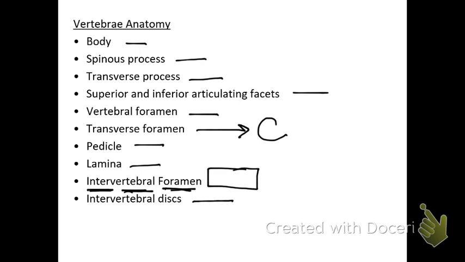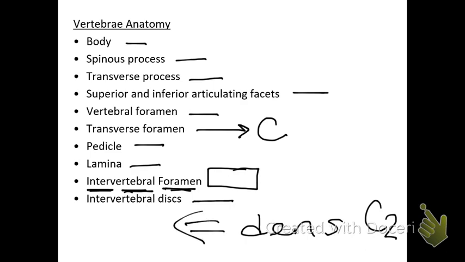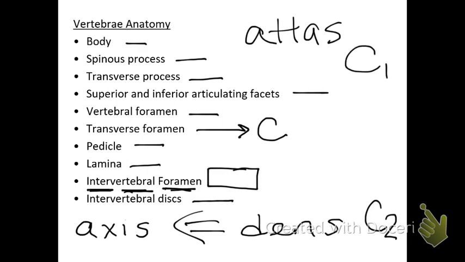There's one more special feature that I want to point out, and that is the dens. The dens is only found on C2, and the C2 is referred to as the axis. So you'll see the axis as a nickname for C2, and you'll see another nickname, atlas, for C1.